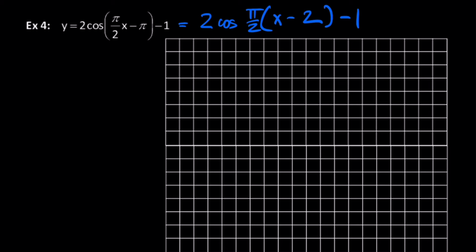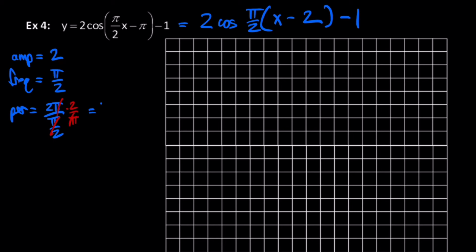Now that I've taken out that frequency, I can get all of my information. My amplitude for this graph is 2. My frequency is pi over 2. My period is going to be 2 pi divided by pi over 2. I always write that out. I don't try and do that in my head. And then we do copy, change, flip. So multiply by 2 over pi. Pi's cancel. 2 times 2 is 4. The period is going to be 4. Remember we said, if you've got a pi in your frequency, your period is not going to have a pi in it because it'll end up canceling with that.